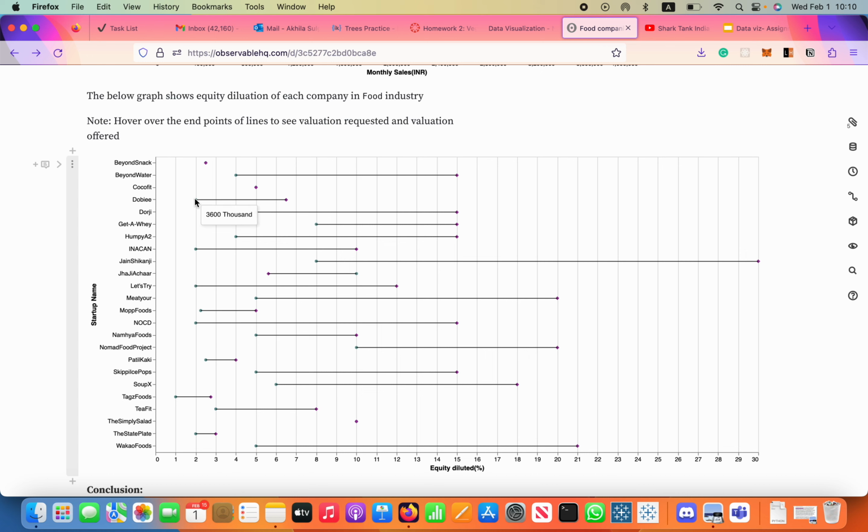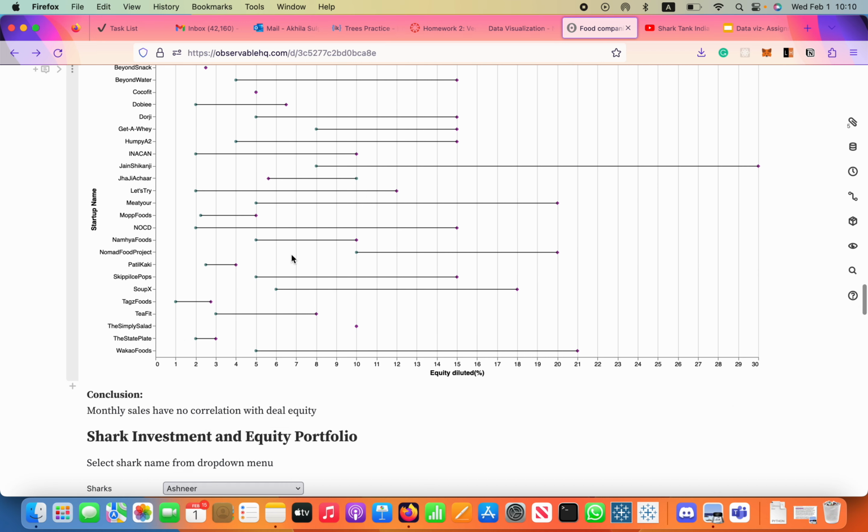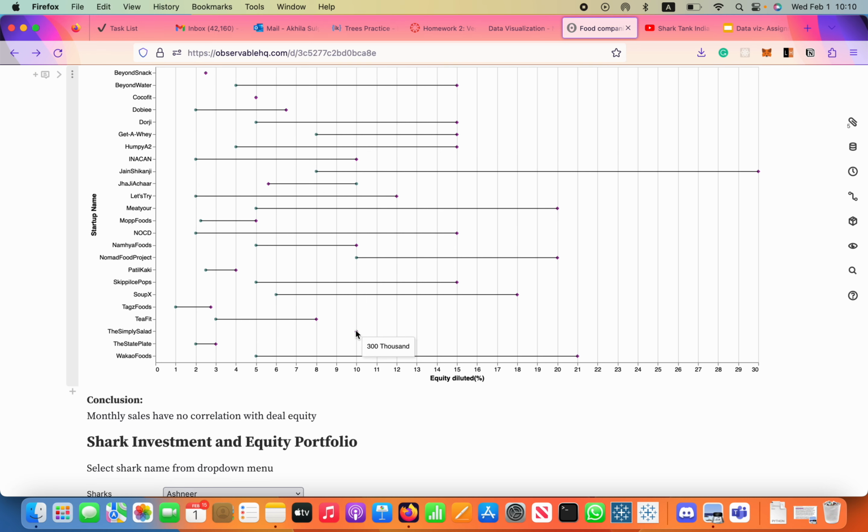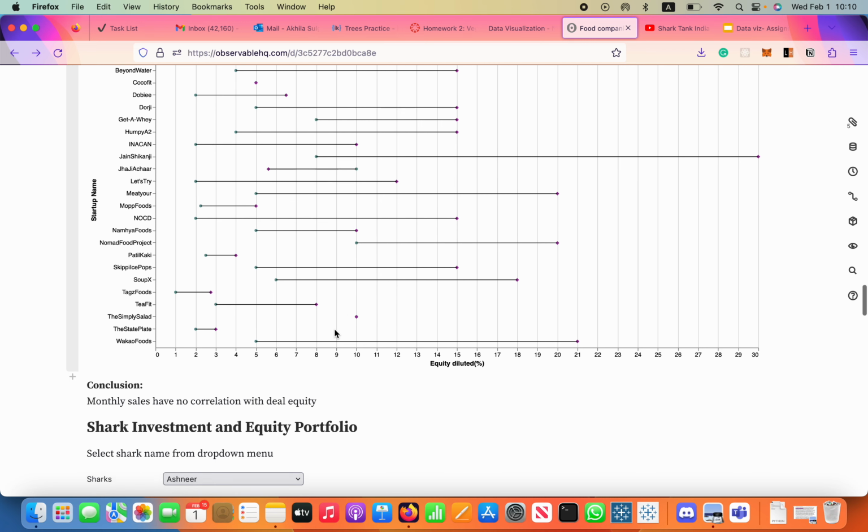So in this case, it was 300,000 that was requested, and here was what was given. These points show that the original ask and the deal equity were the same.